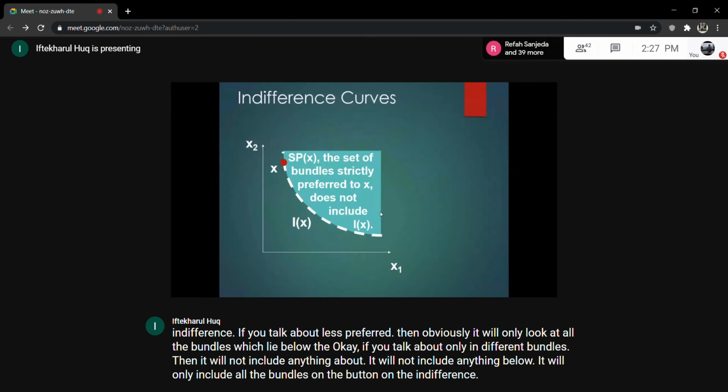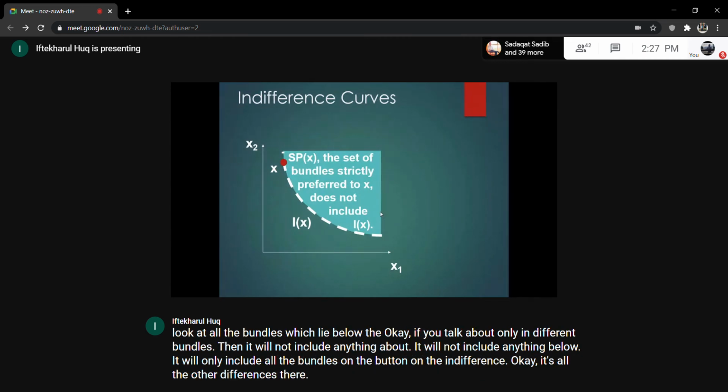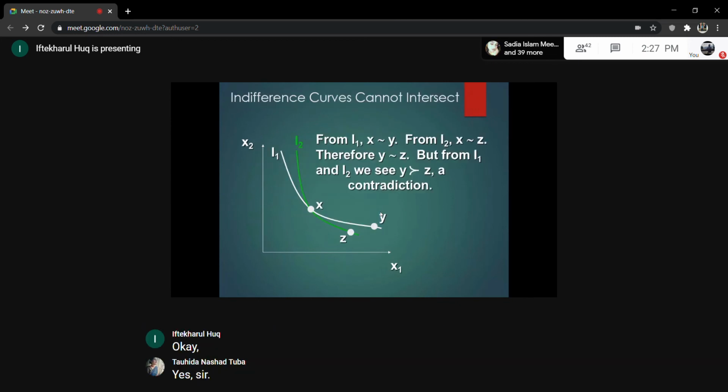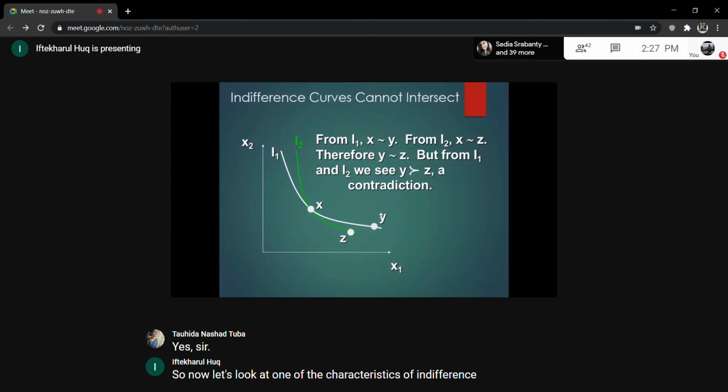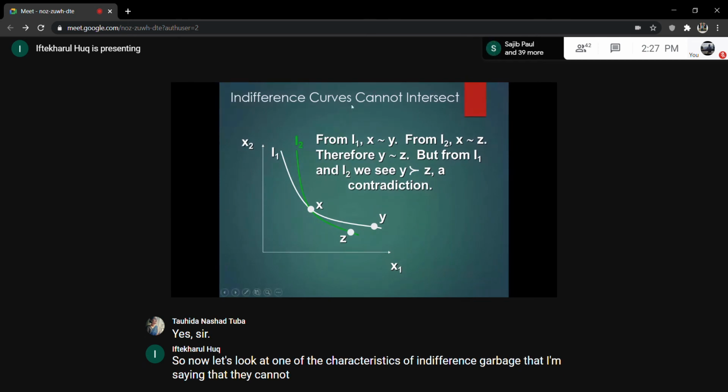Okay, are the differences clear? Yes, sir. Very good. So now let's look at one of the characteristics of indifference curves: I'm saying that they cannot intersect each other.